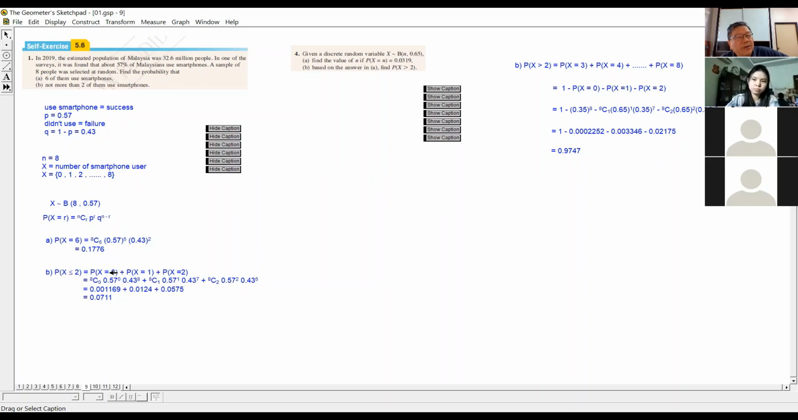X equals to 0, you use this formula here, find out the probability of x equals to 0. Right. Then x equals to 1, you use this formula again, find out what is the probability of x equals to 1. Then x equals to 2, you use the same formula, find what is the probability of x equals to 2. Then you add them up, is 0.0711. Any questions so far?